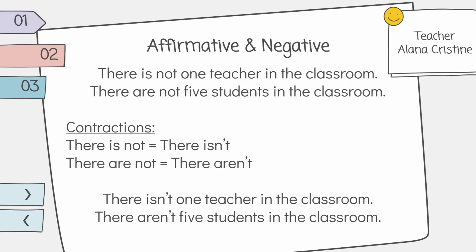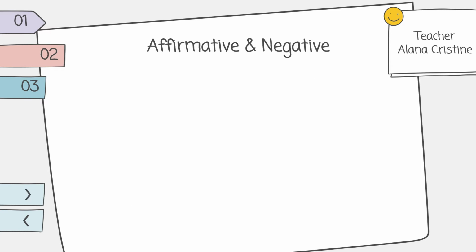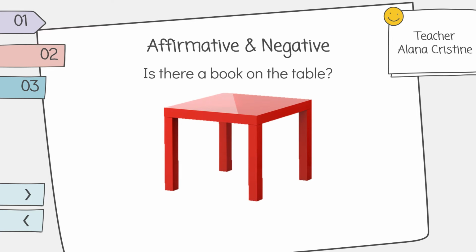Okay, guys, so far so good. Let's move on. Take a look at this question. Is there a book on the table? Can you see a book on the table? No. So, no, there isn't a book on the table.